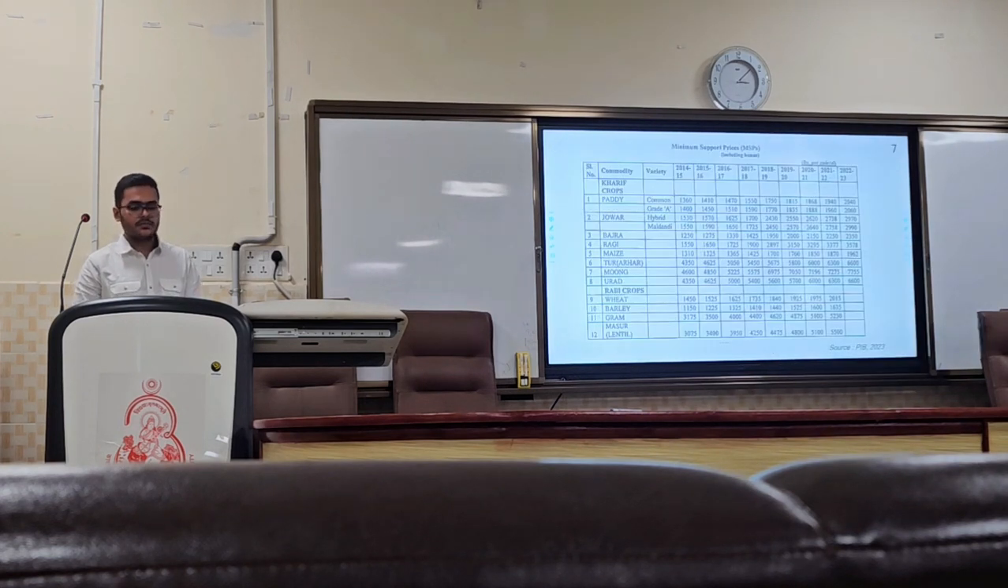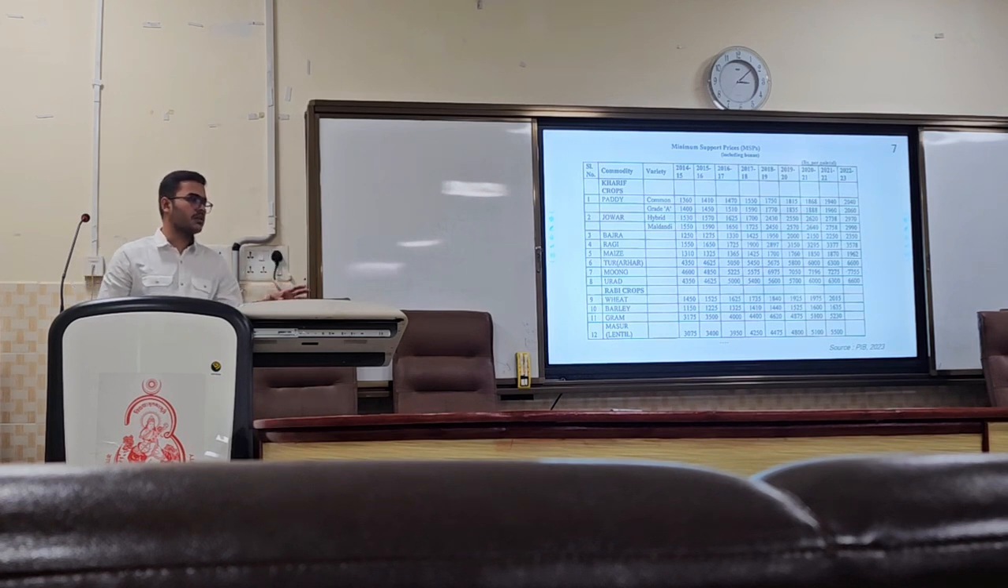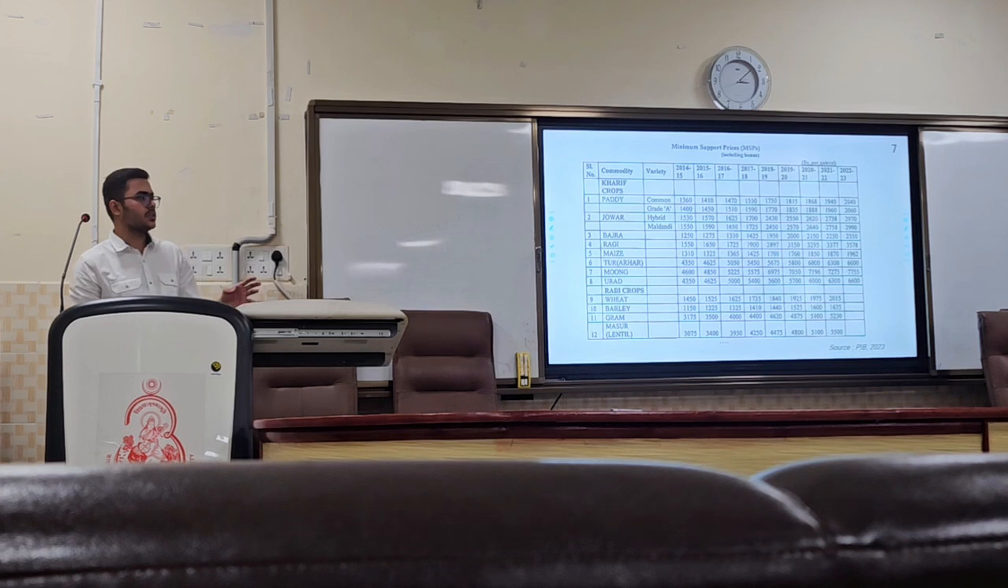This chart shows 10 years of data on MSP, and you can see that every single year there is an increase in the MSP. But if you look proportionately, paddy and wheat MSP has increased more compared to other crops. Also, for the past few years, the government has been concerned about the heavy imports of pulses, so they are paying attention to pulses also.